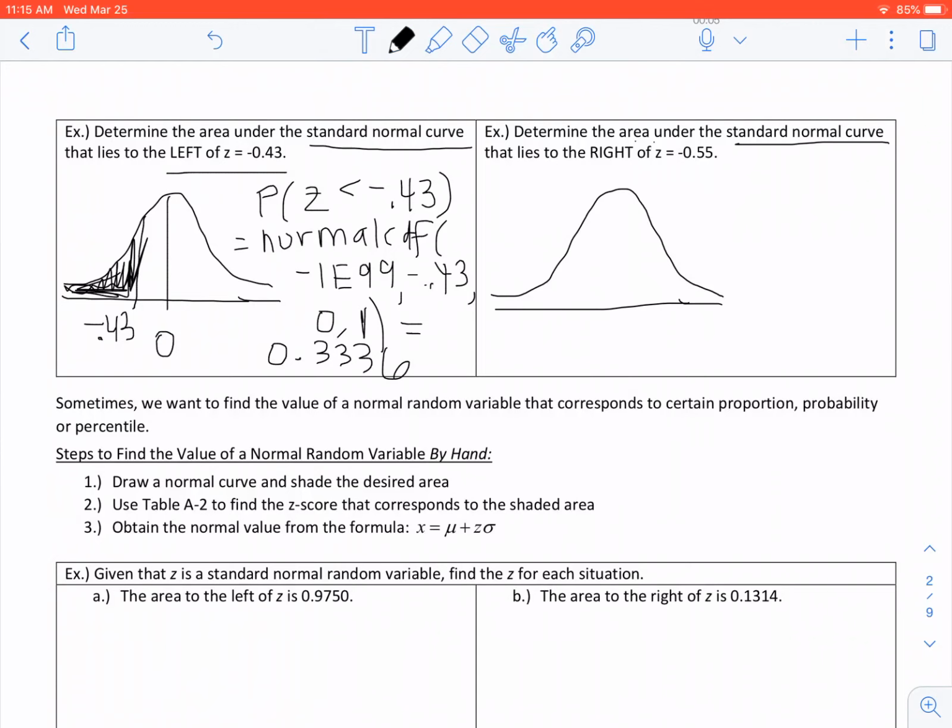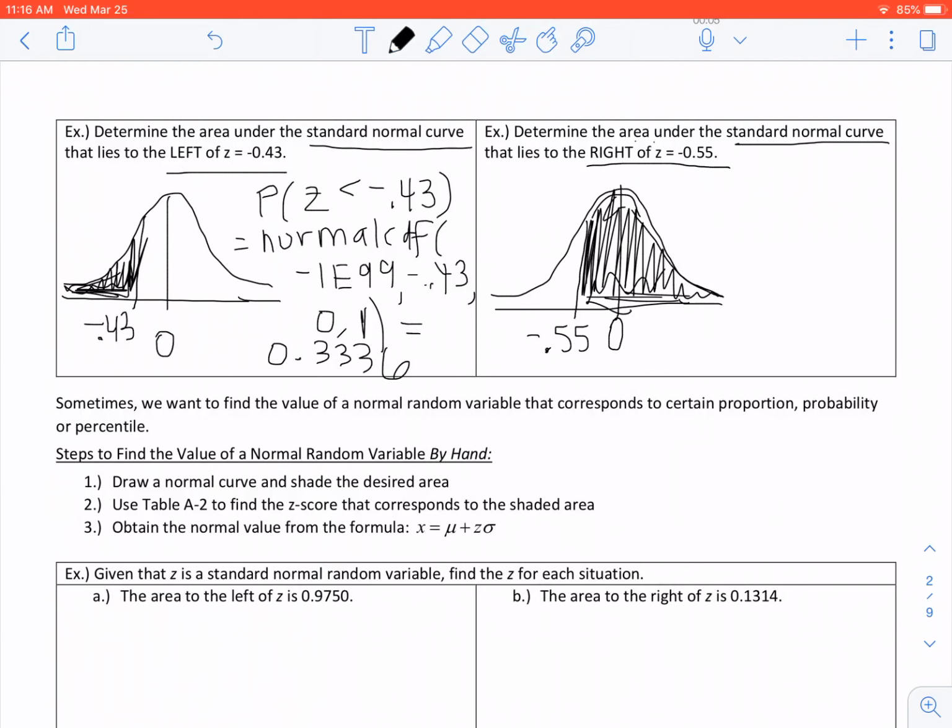So likewise, let's try the one next to this. This is a standard normal curve again. So anytime it says that, you know that the mean is 0, standard deviation is 1. That lies to the right of z equals negative 0.55. So negative 0.55 is somewhere over here on the left of 0. And this time it's to the right. So shading that normal curve, I want you guys to realize you shaded more than half of it, so your answer should be more than 0.5.